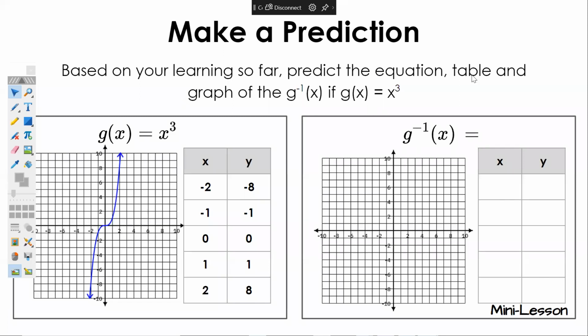Based on your learning so far, predict the equation, table, and the graph of this thing. Okay, so we just learned what about the table? If they're inverses, they're going to do what to the table? You're going to switch them, right? So what we're going to do is write this y column and this x column, and then this x column and this y column. So we're just going to write straight down. All I did was I took the y column, put it as the x column, and the x column as the y.